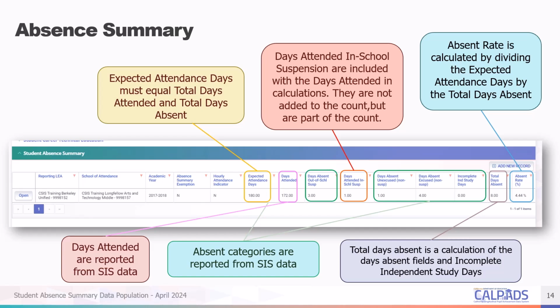The Student Absence Summary allows you to see a student's absence summary history. All fields displayed are populated from LEA submission with the exception of the two fields on the far right of the screen. The total days absent and absent rate are calculations by the system derived from the STAS and SENR data that your LEA has submitted to CALPADS.